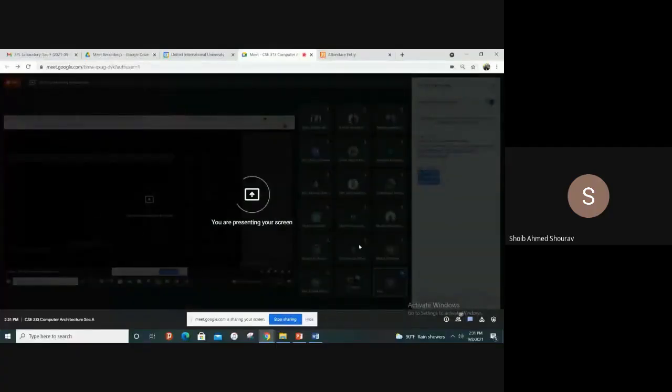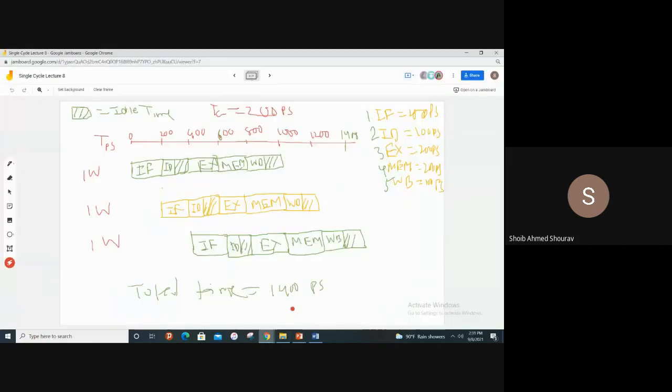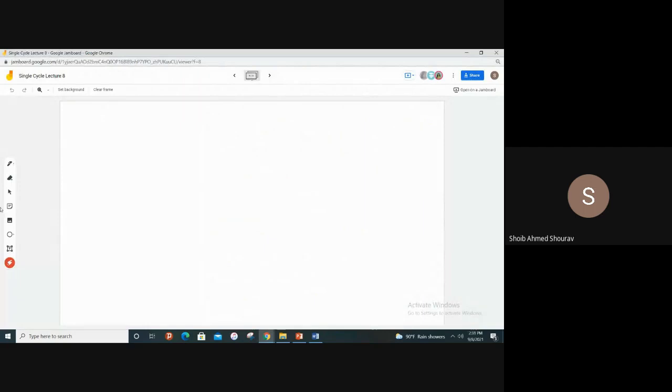Hello everyone. I guess it will be better if we solve this together. You guys are going to help me find the solution of these three instructions. I'm going to use a Jamboard to find out the solution. We have the same Jamboard in here, and these are the three instructions we need to find the solution of. I have just written this in here. I'm going to sketch the timing diagram in here, and you guys are going to let me know what will be the timing diagram for the pipelining.